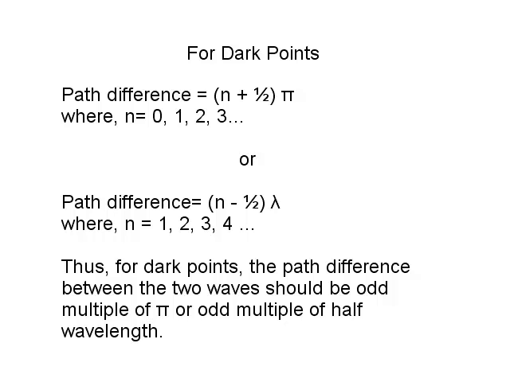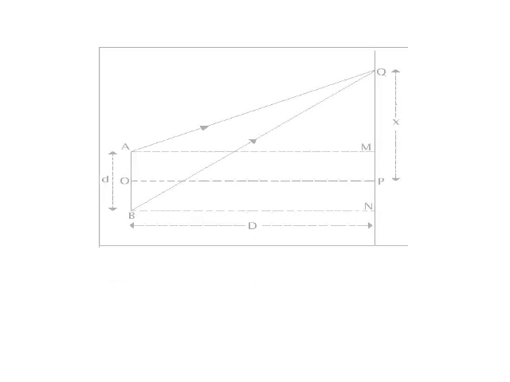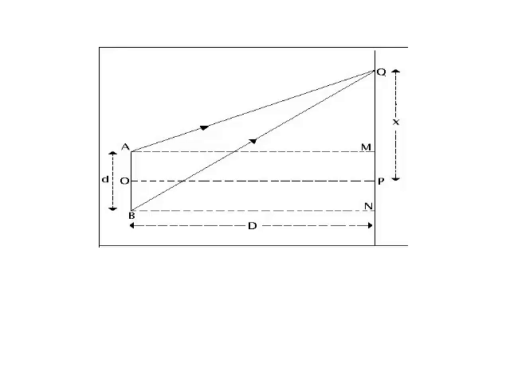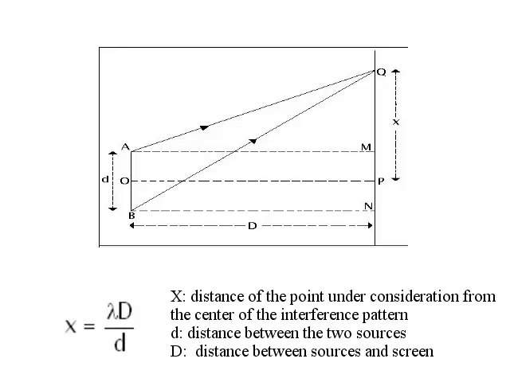Thus, for dark points, the path difference between the two waves should be odd multiple of pi or odd multiple of half wavelength. If x is the distance of the point under consideration from the center of the interference pattern, if small d is the distance between the two sources and capital D is the distance between the sources and the screen, the path difference is xd upon D.